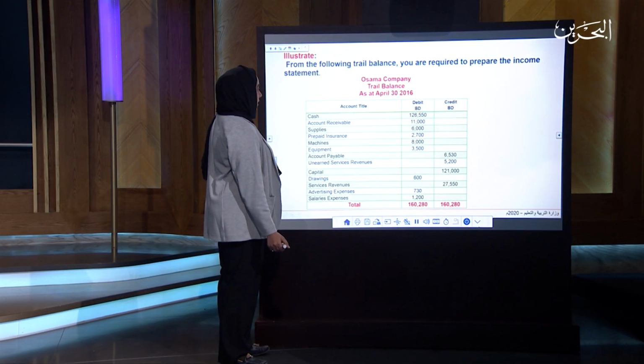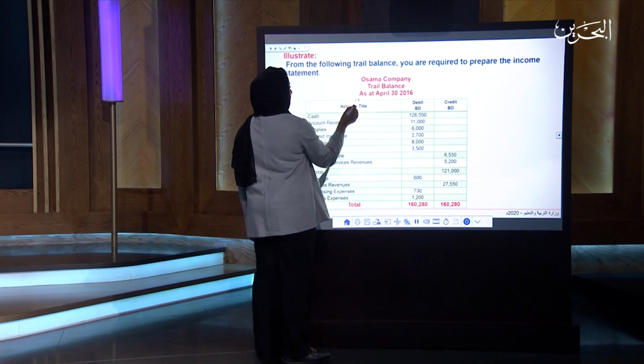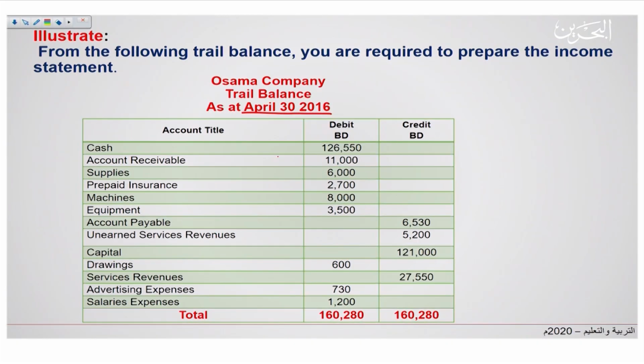Let's take an example of Osama Company at the period of April 13th, 2016, which means we are going to make an income statement for Osama Company for the period of 1 month only. As you can see in our table here, we have cash, account receivable, supplies, which are not revenues or not expenses. So we don't need all these elements. We are going to focus only on revenues or expenses.